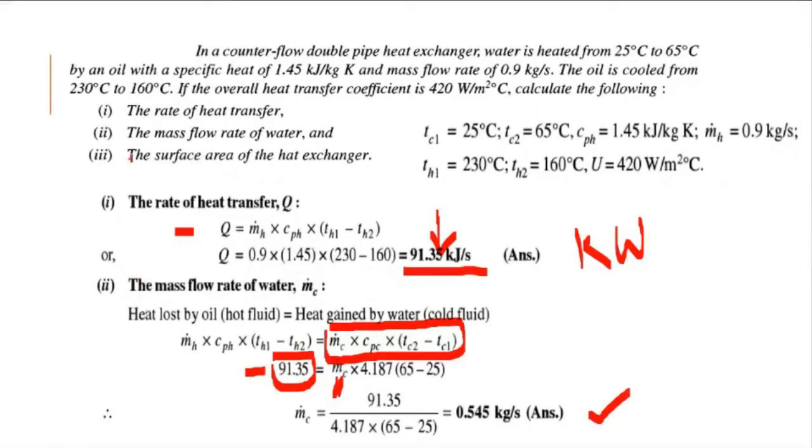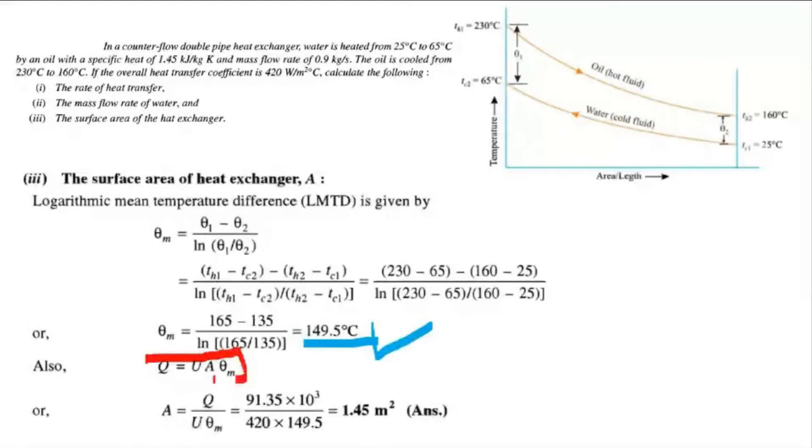The last part of the question says find the surface area of the heat exchanger. So for finding the surface area, we are going to equate this Q with UA theta M. Here, U value is directly given in the question. It is given as 420 watt per meter square degree Celsius. Theta M value has to be determined. So theta M is equal to theta 1 minus theta 2 divided by ln theta 1 by theta 2. For that, we will draw the diagram for counterflow. So on this side, we will get theta 1 value. On this side, we will get theta 2 value.